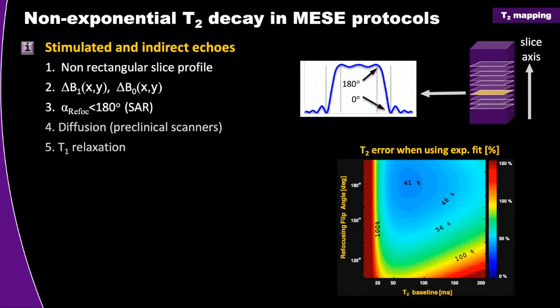And some residual T1 relaxation effects. And all of these effects cause erroneous T2 values if you would use exponential fitting. And this bias in T2 values when using exponential fitting is not small. It can be tens of percent, or it can be even 100 or 150%, depending on the T2 value that you're measuring and depending on the refocusing flip angle that you use.